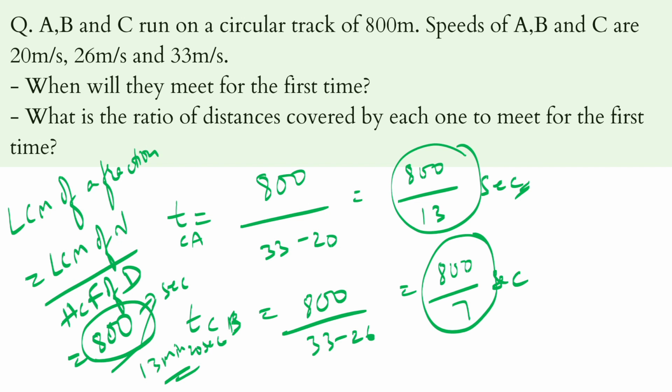So in order to calculate time, first take the LCM, then we get the value which is the time. When we have to calculate after what time they will meet for the first time, we have to take the LCM. Now what is the ratio of distances covered by each one to meet for the first time? We know the ratio of distance is equal to the ratio of speeds, right? So the ratio of distance covered is 20 is to 26 is to 33, which is the ratio of speeds.